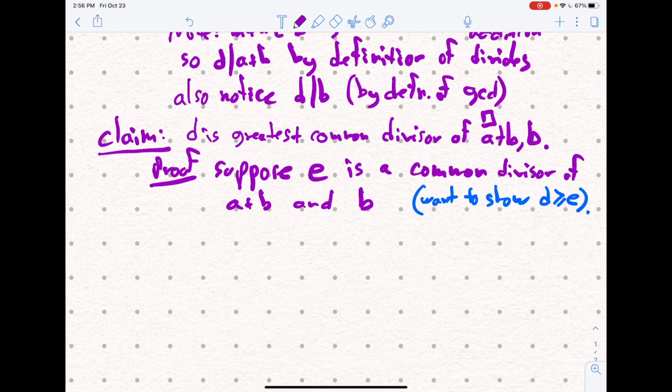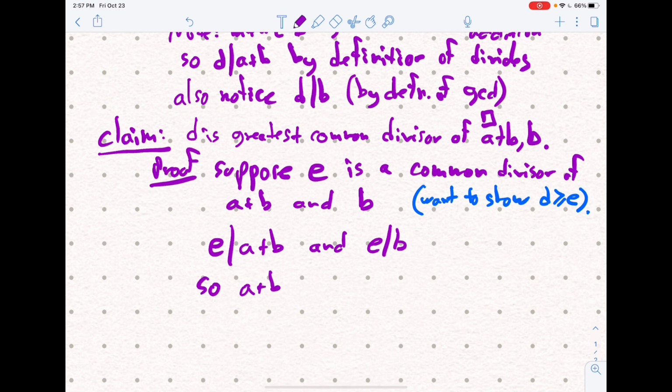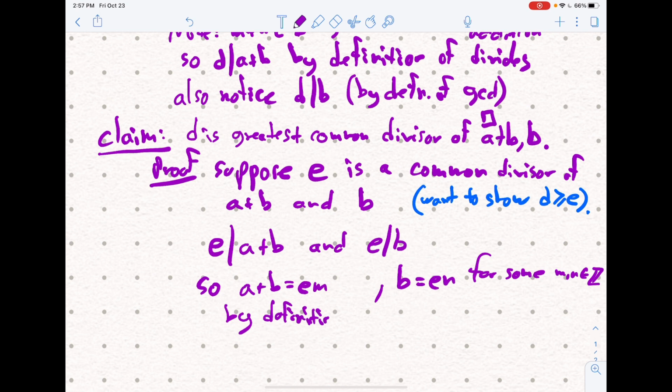Okay. So how do we do that? Well, E is a common divisor, so that tells us that E divides a plus b, and E divides b. That's just by the definition of being a common divisor. That's what being a common divisor means. So a plus b is equal to EM, and b is equal to EN for some M and N in the integers, and that's by the definition of divides.